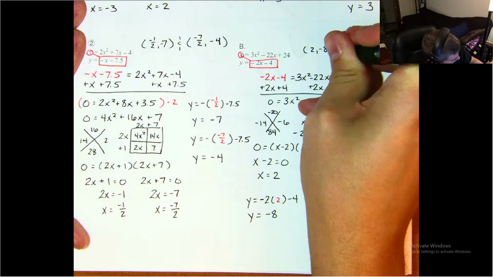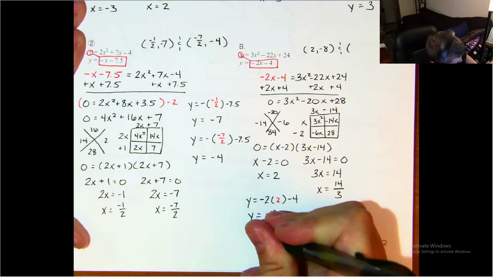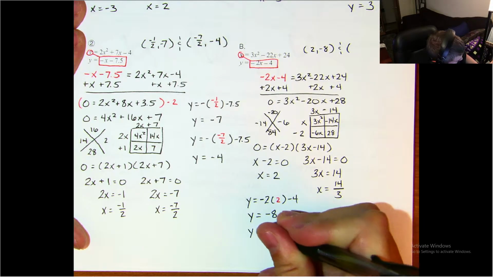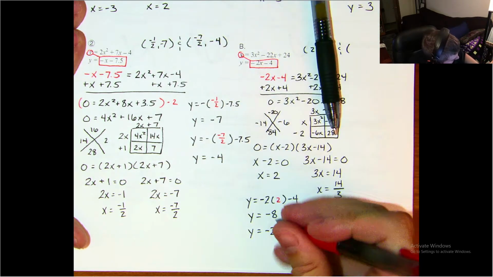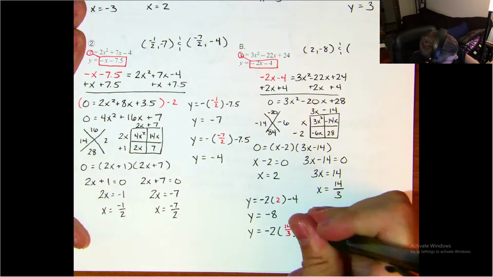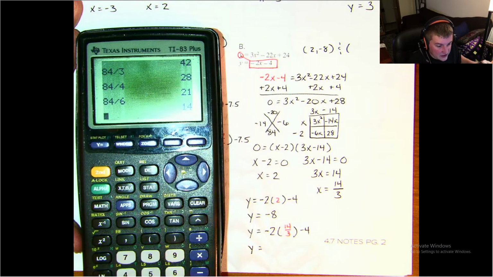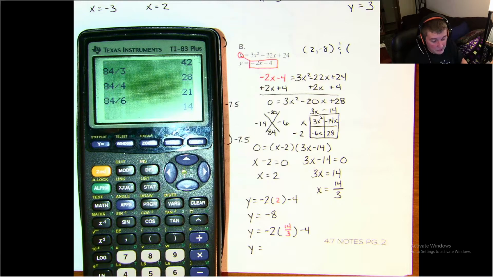My second ordered pair is going to come from this 14 thirds. So that is going to be y equals negative 2 times 14 thirds minus 4, which means y is equal to, and this one here, even for myself, what I personally would do is probably just throw it in the calculator. Not that I'm incapable of doing it by hand. I am, and we all are, but this is just the easiest, and our focus is not on adding and subtracting fractions for this lesson.